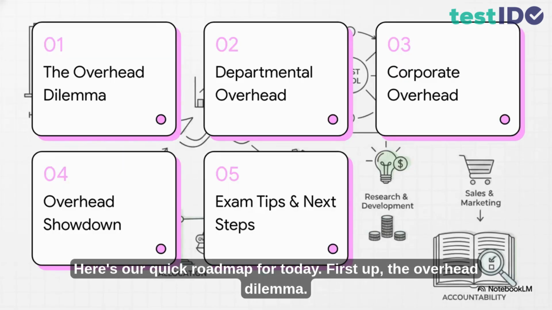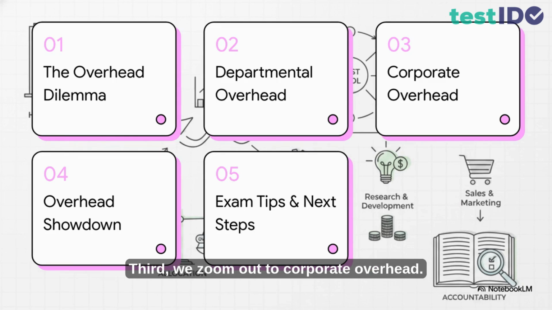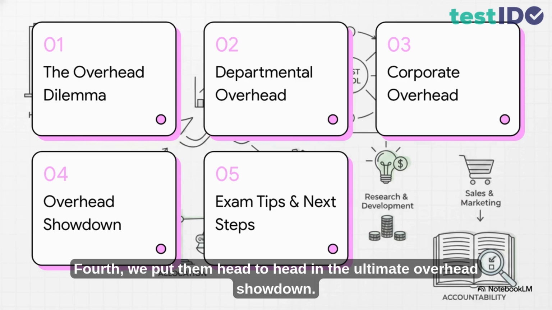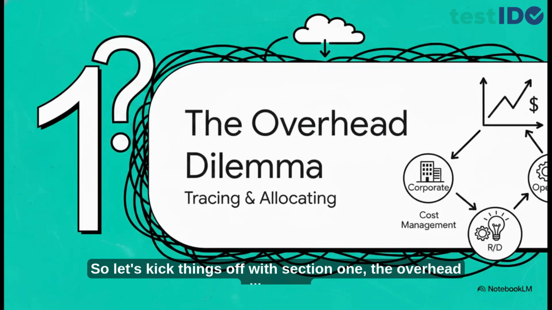Here's our quick roadmap for today. First up, the overhead dilemma. Then we'll dive into departmental overhead and local control. Third, we zoom out to corporate overhead. Fourth, we put them head-to-head in the ultimate overhead showdown. And finally, exam tips and next steps. So let's kick things off with Section 1, the overhead dilemma.